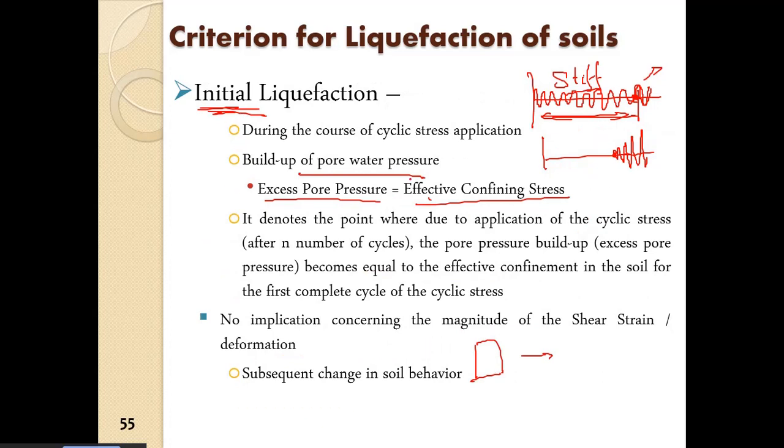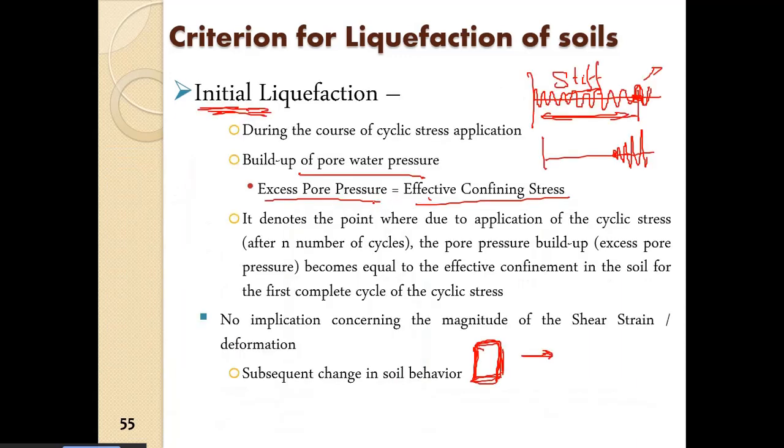Then we have the initial liquefaction. It is the point which defines from where the soil will change from a stiff, solid behavior, from a solid mass, to a viscous fluid kind of behavior. That is the initiation of liquefaction. That point is very important as far as the study of liquefaction is concerned. It is the defining point of liquefaction, the start of liquefaction.